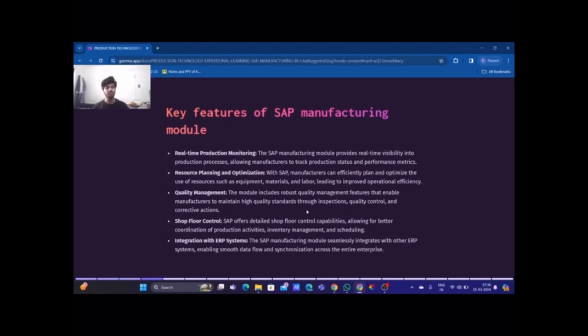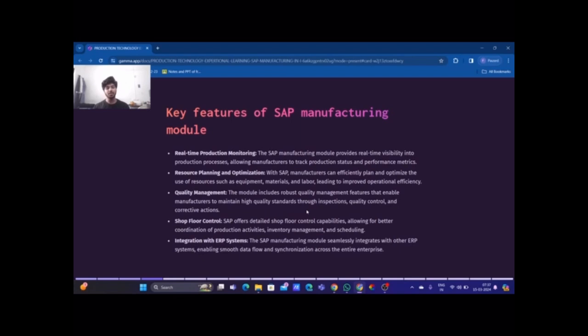And resource planning and optimization, where you have to use equipment, material and labor, preventing cost and all. If you don't use SAP, you require so many things and you have to pay for them, and that is more cost. If you use SAP, it's less cost and you have more products with good accuracy. This is the motive of SAP, and with shop floor control.